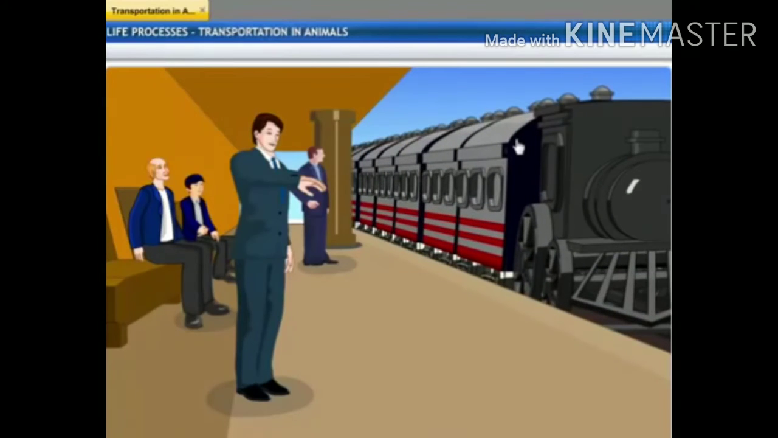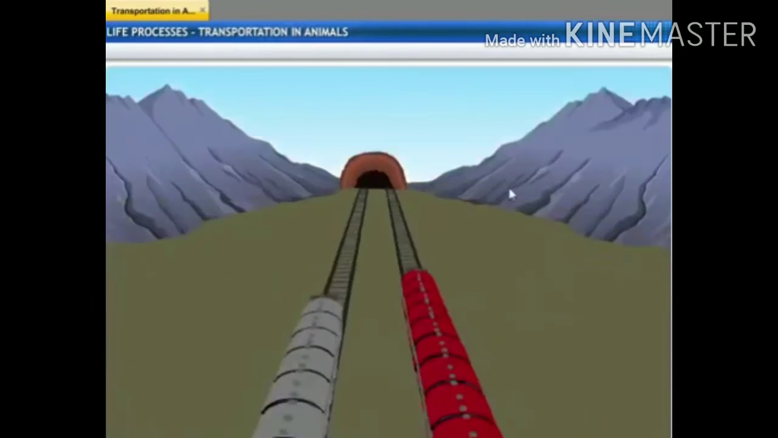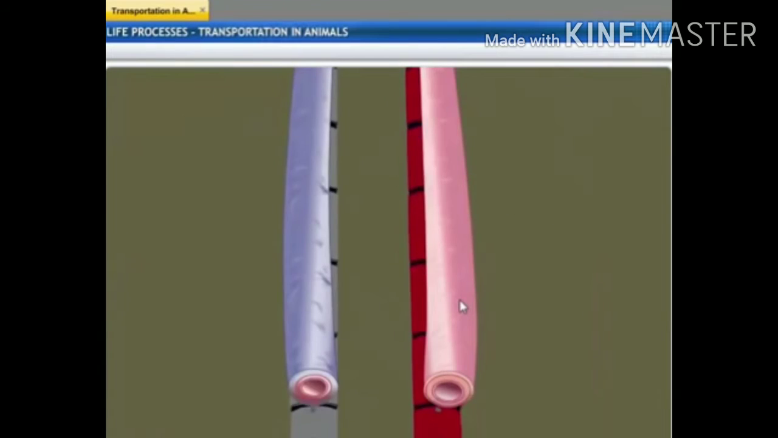The train is an hour late. Now I won't reach in time for my meeting. Trains are used to transport both humans and freight. However, we often come across instances when trains don't reach their destinations on time.